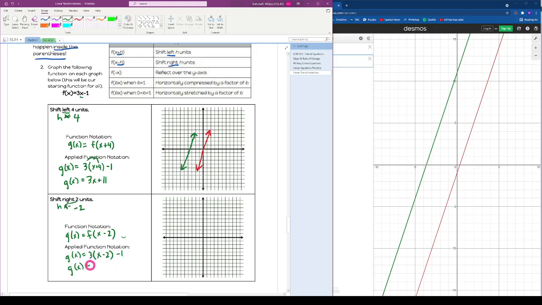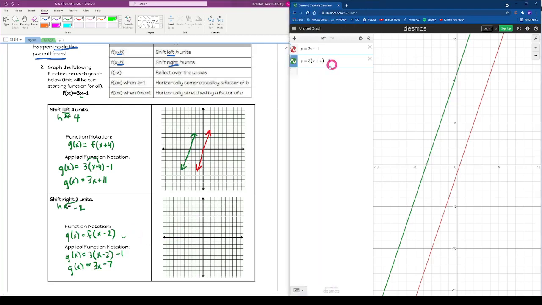If we distribute this 3, we get 3x minus 6, and then minus 1. Minus 6 and minus 1 gives a total of minus 7. So this is what we should see on the graph once we update it. So instead of x plus 4, our new input value, our new x, is x minus 2. And we get a shift 2 units to the right. Our final equation has a y-intercept of -7 and a slope of 3. So it looks like we simplified that correctly. It matches the graph exactly.